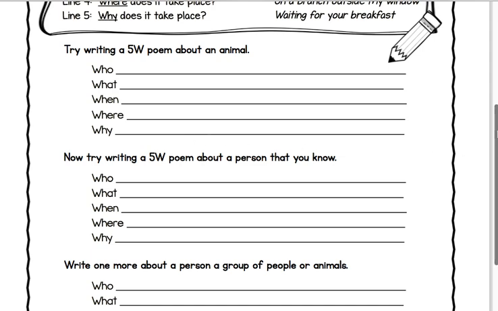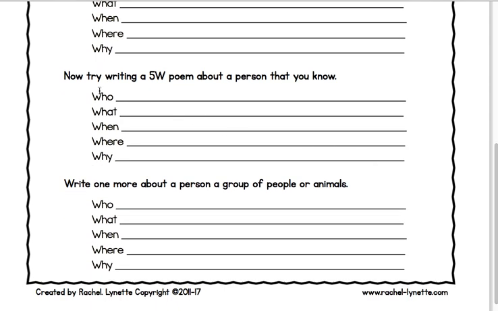Okay, so now I'm going to also show you how to write one of the 5W poems about a person that you know. And I picked my daughter. My daughter's name is Lizzie. So I picked her, and now here's the poem I wrote about her.